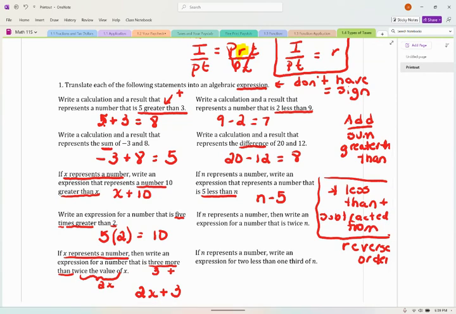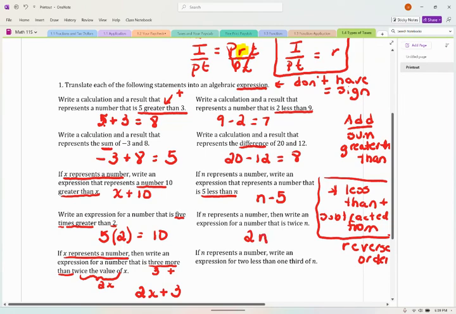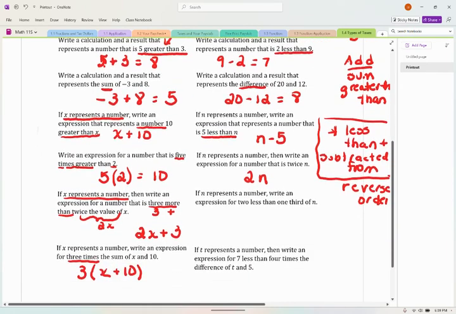If n represents a number, then write an expression for a number that is twice n. Twice means 2 times n. When we put a number and a variable next to each other, it just means multiplication.